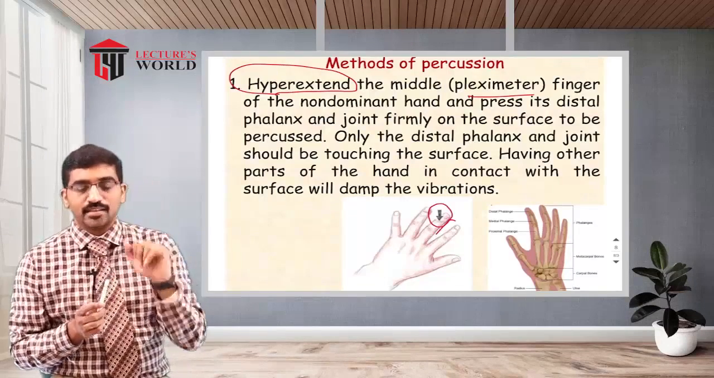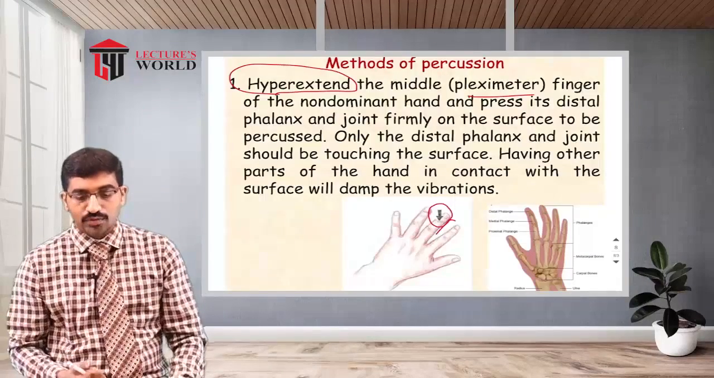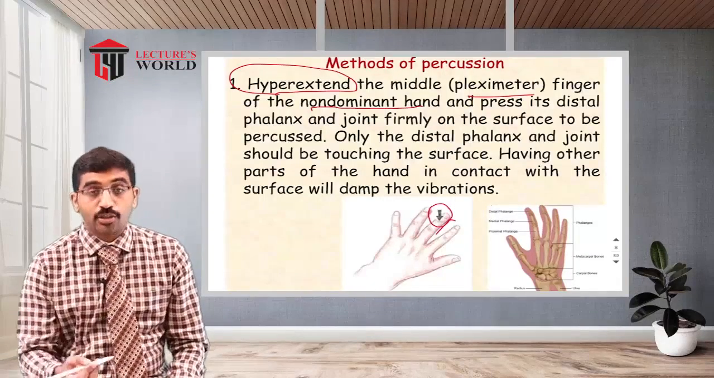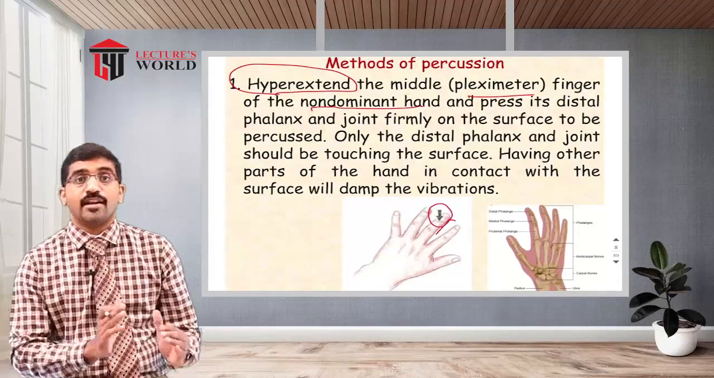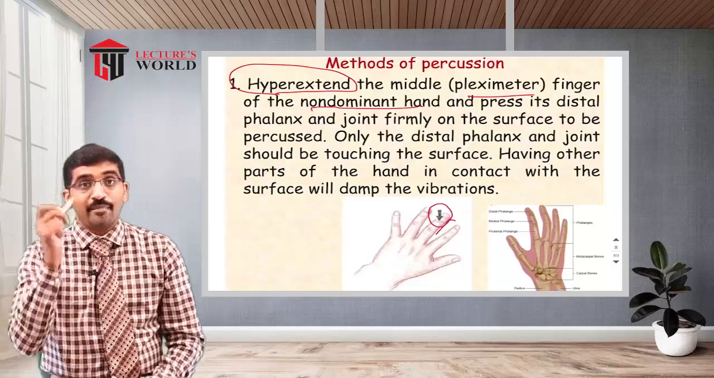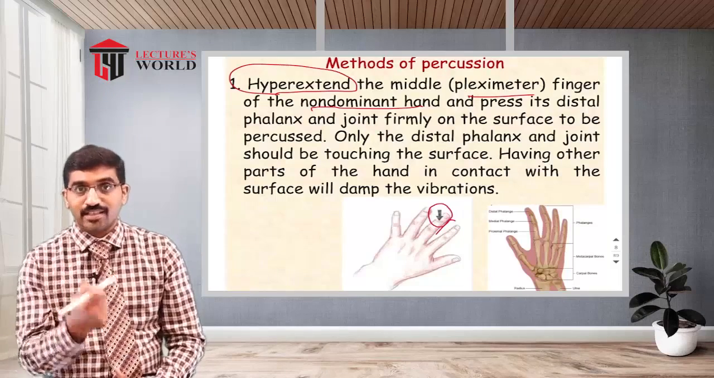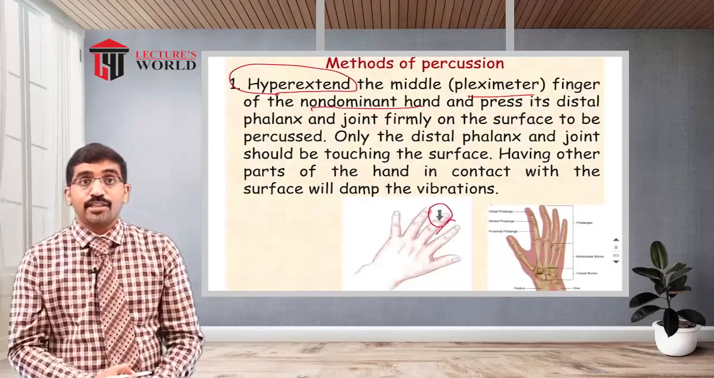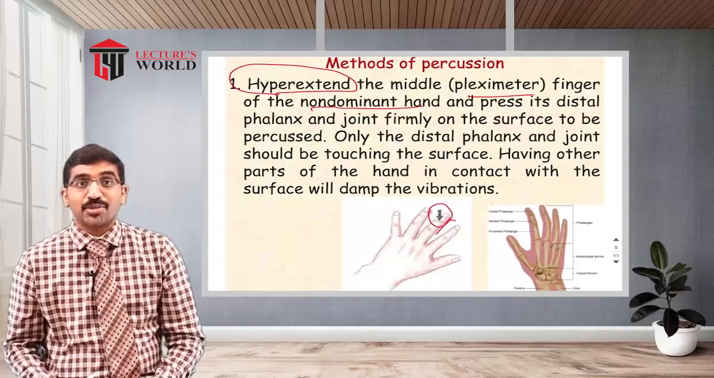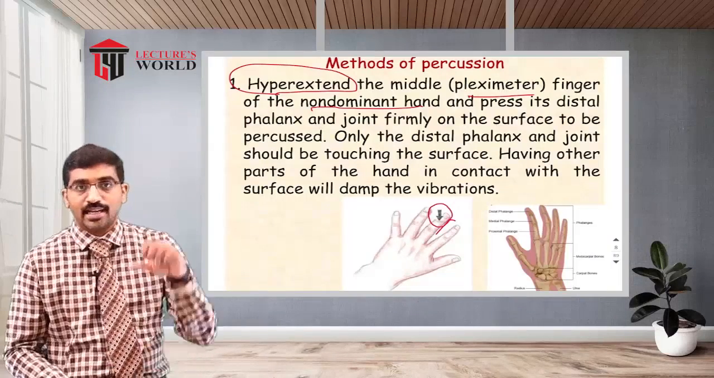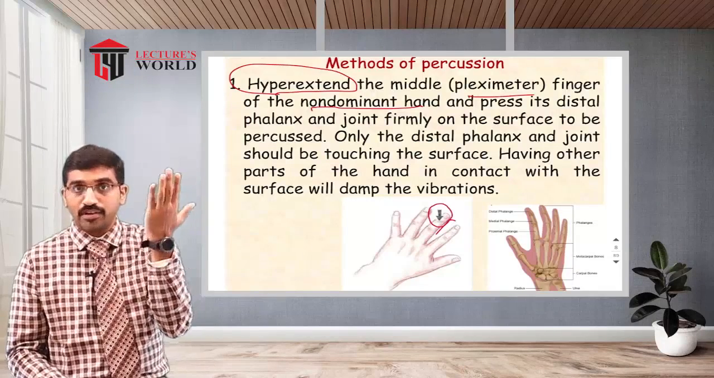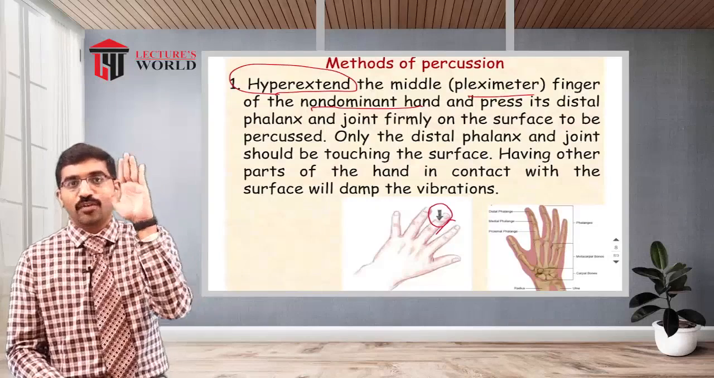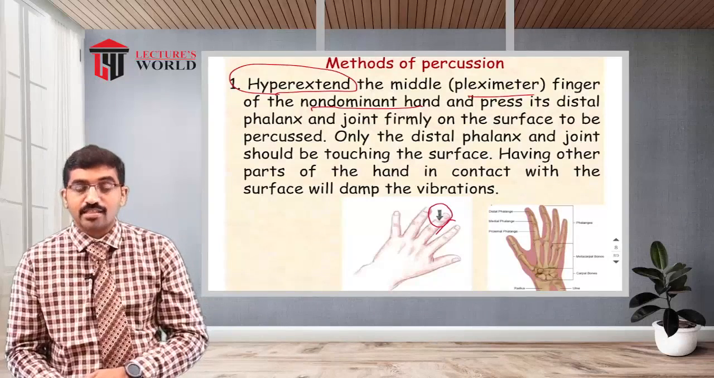In these fingers, mainly the middle finger of the non-dominant hand is used. Non-dominant hand means the hand which is not in regular use. For example, I am a right-handed person. You have seen I am writing with my right hand, so my dominant hand is right. So I should take my non-dominant hand, which will be left because I don't use the left hand as much. So this hand I will use for the method of percussion.